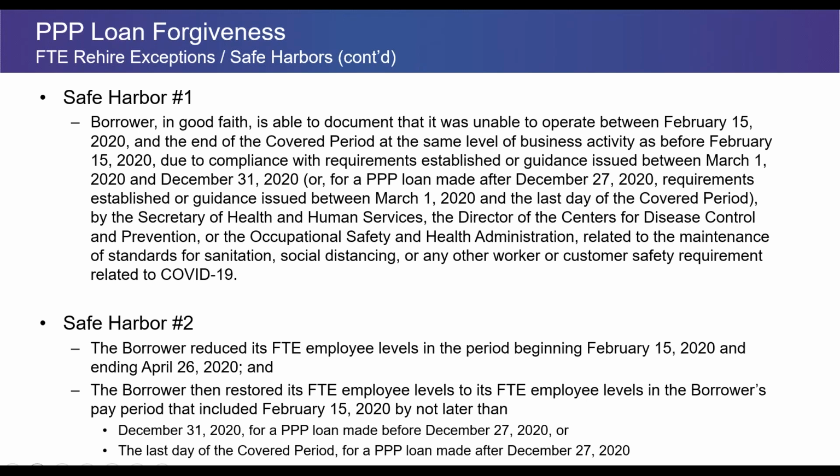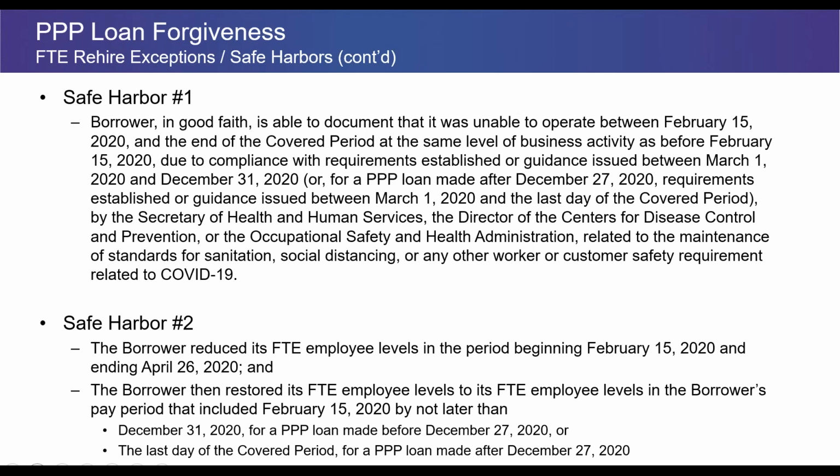Got two safe harbors. Borrower in good faith is able to document that it was unable to operate between February 15th, 2020 and the end of the covered period at the same level of business activity as before February 15th, 2020, due to compliance with requirements established or guidance issued between March 1st, 2020 and December 31st, 2020, or for a PPP loan made after December 27th, 2020, requirements established or guidance issued between March 1st, 2020 and the last day of the covered period by the Secretary of Health and Human Services, the Director of the Centers for Disease Control and Prevention, or the Occupational Safety and Health Administration related to the maintenance of standards for sanitation, social distancing, or any other worker or customer safety requirement related to COVID-19. That's safe harbor number one.